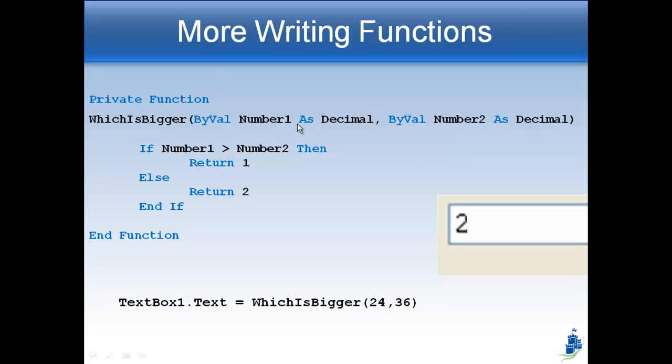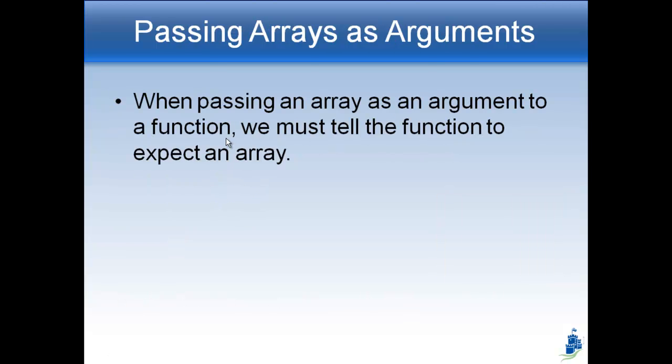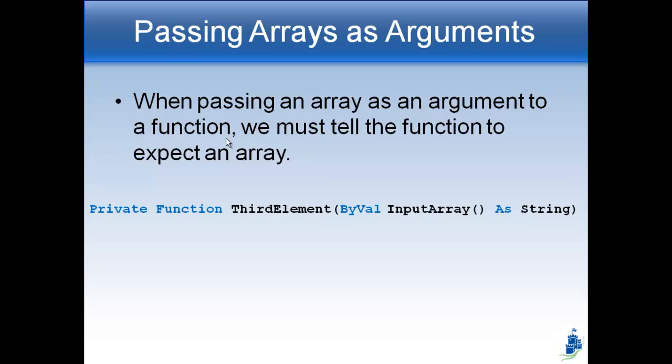But we also have to tell the function if we're going to use an array, that we're going to be passing it an array as an argument. So here's how we do that. Here's my private function third element. And what this is going to do is just return the third element of an array. And I'll say by val input array, this is my first argument, as a string.